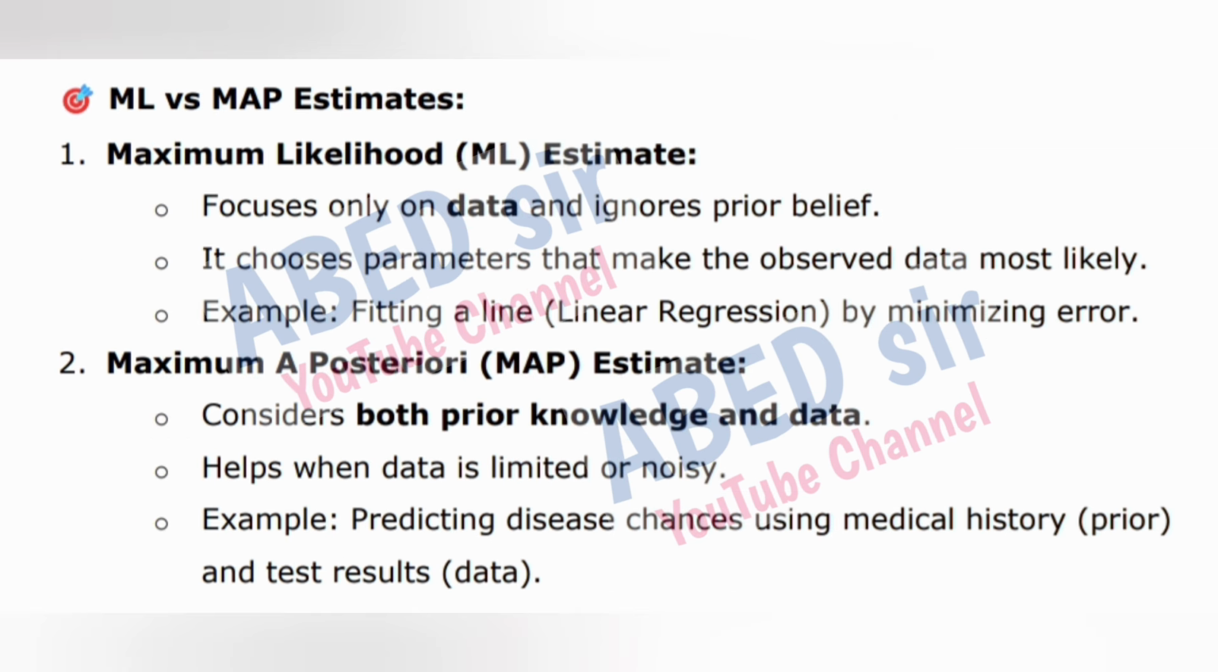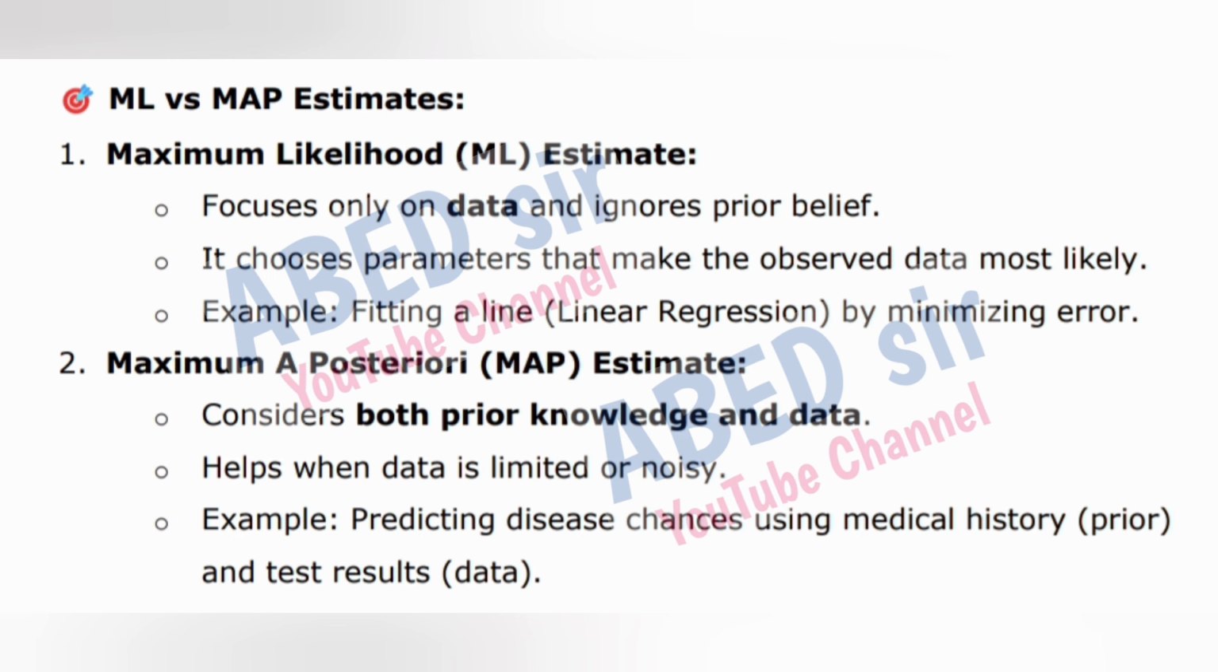ML versus MAP estimates. 1. Maximum likelihood, ML, estimate. Focuses only on data and ignores prior belief. It chooses parameters that make the observed data most likely. Example, fitting a line, linear regression, by minimizing error.